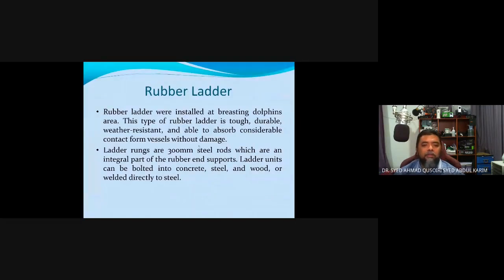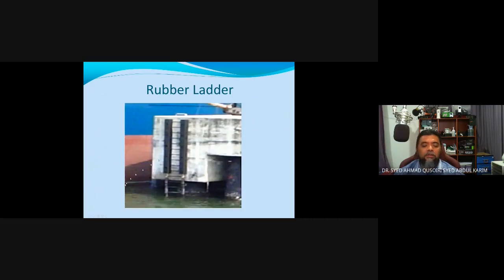Rubber ladder installed at breasting dolphin. Is tough, durable, weather resistant, able to absorb considerable contact from vessel without damage. It's made out of 300 mm steel rods, which are integral part of rubber and support. Ladder unit can be bolted into concrete, steel, wood, or welded. So this is the rubber ladder. So it's very sturdy, complete with rubber protection, just in case it made contact with the vessel.